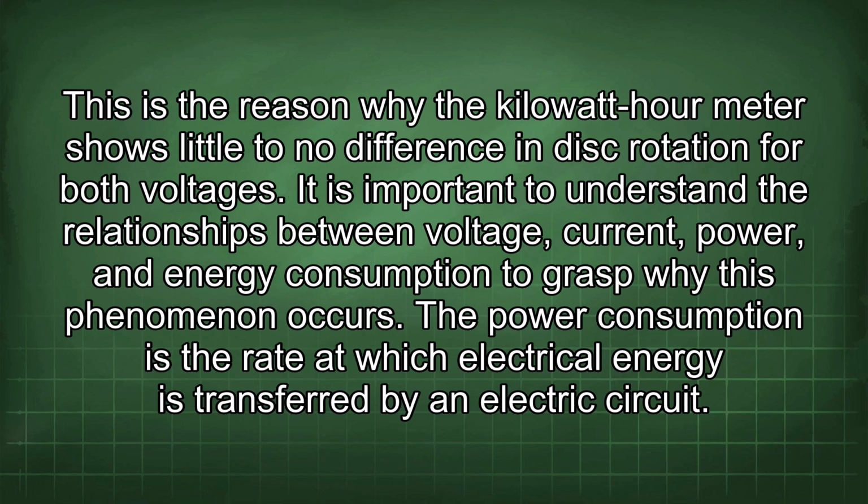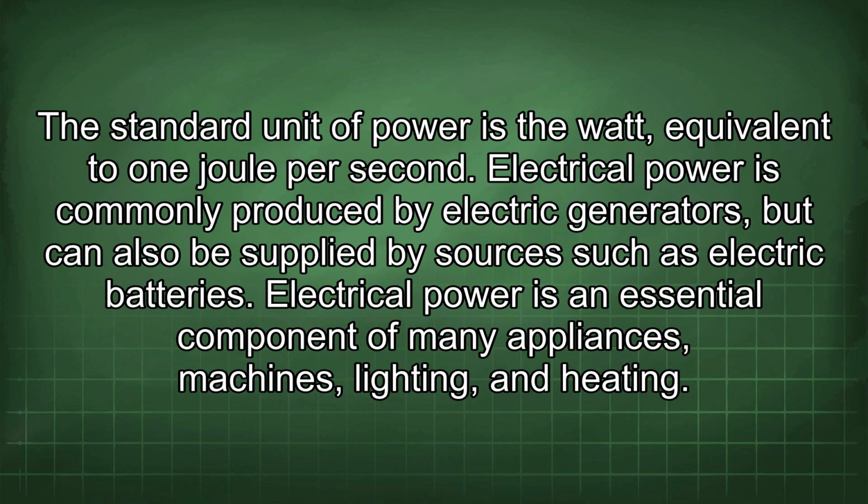It is important to understand the relationships between voltage, current, power, and energy consumption to grasp why this phenomenon occurs. The power consumption is the rate at which electrical energy is transferred by an electric circuit. The standard unit of power is the watt, equivalent to 1 joule per second. Electrical power is commonly produced by electric generators, but can also be supplied by sources such as electric batteries. Electrical power is an essential component of many appliances, machines, lighting, and heating.